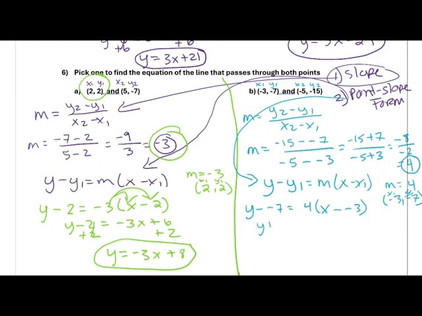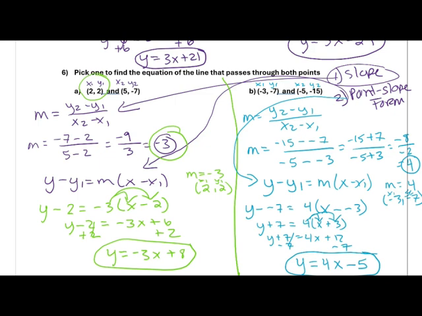Okay, let me simplify first before I do any distributive property. All right, so now I can continue and do my distributive property. 4 times x is 4x. 4 times 3 is 12. So I subtract 7 to get y by itself. So y equals 4x plus 5. That's 12 minus 7. All right.